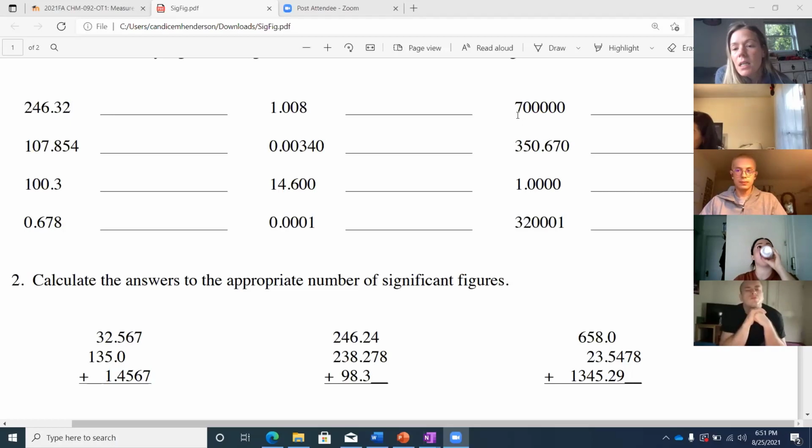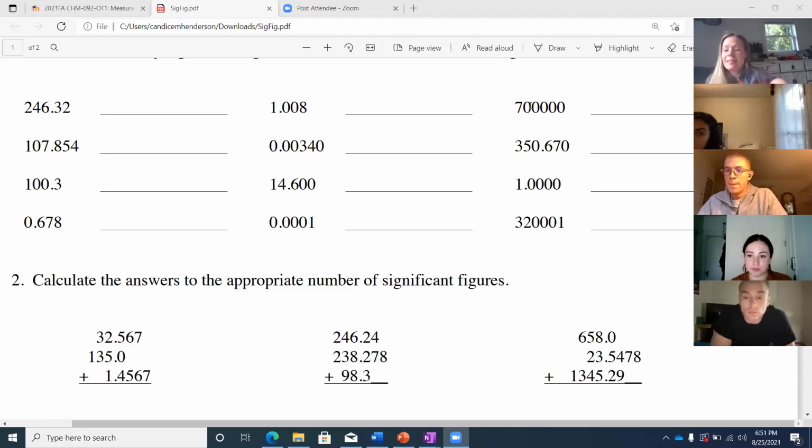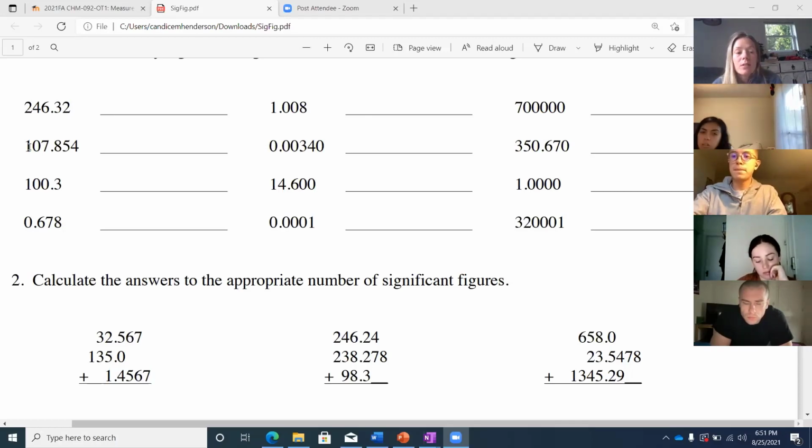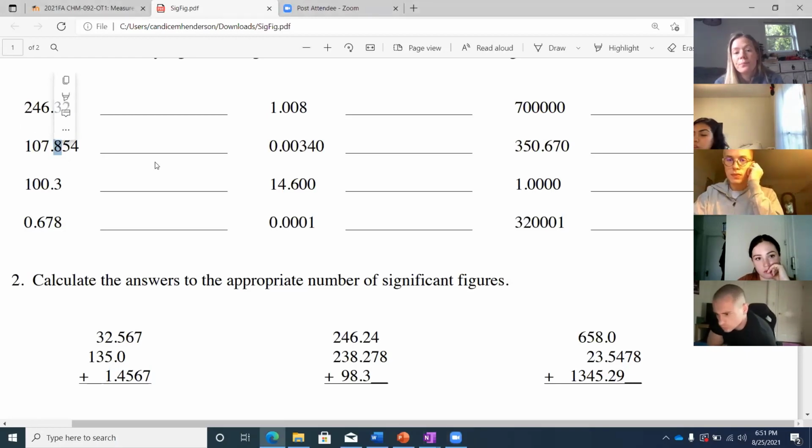This guy at the end here, I know the 7 is significant. I don't know if any of these zeros are significant. I can't tell the way that it's written. So I would write this as being either ambiguous or having 1 significant figure, just the 7. This guy here, all of those are significant. So 1, 2, 3, 4, 5, 6 significant figures, lots of significant figures in this one.